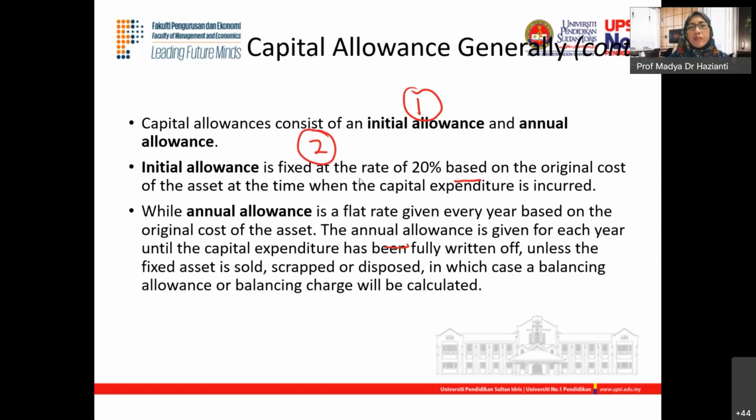So kau tengok kat sini, fixed at the rate of 20% based on the original cost of the asset at the time when the capital expenditure is incurred. Annual allowance is also a flat rate given every year based on the original cost of the asset. Okay.